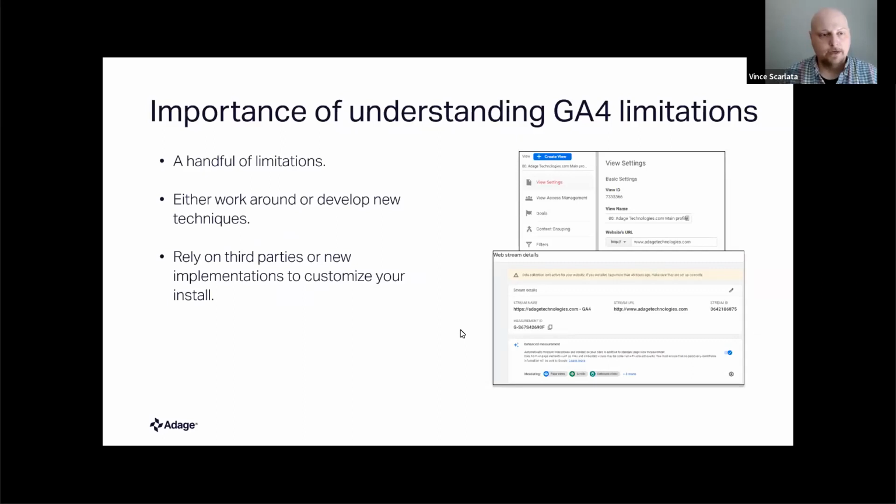So the importance of understanding GA4 limitations is that as we move forward towards July, we still have a handful of limitations in play. And basically, we have to either work around or develop new techniques around these for right now. Will Google Analytics fix some of the issues that we go over today? Possibly, but a lot of them are because GA4 is so drastically different from GA3. There's just no way to move forward with the way that we're doing everything in GA3 now.